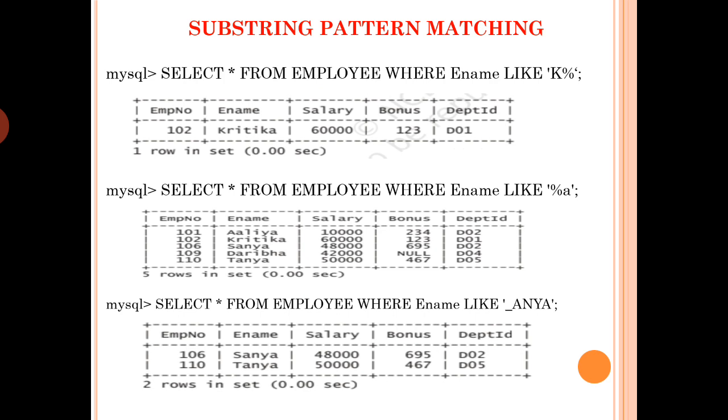The statement SELECT * FROM employee WHERE ename LIKE 'K%' displays details of all those employees whose name starts with K. The statement SELECT * FROM employee WHERE ename LIKE '%A' displays details of all those employees whose name ends with A. The statement SELECT * FROM employee WHERE ename LIKE '_ANYA' displays details of all those employees whose name consists of exactly 5 letters and starts with any letter but has ANYA after that.